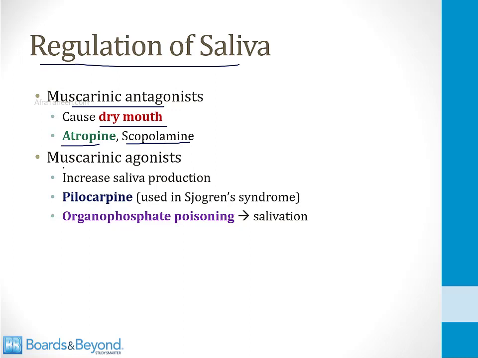Conversely, when you give drugs that are muscarinic agonists, these will increase saliva production. So for example, pilocarpine is a muscarinic agonist. It's used in Sjogren's syndrome in order to stimulate saliva production.